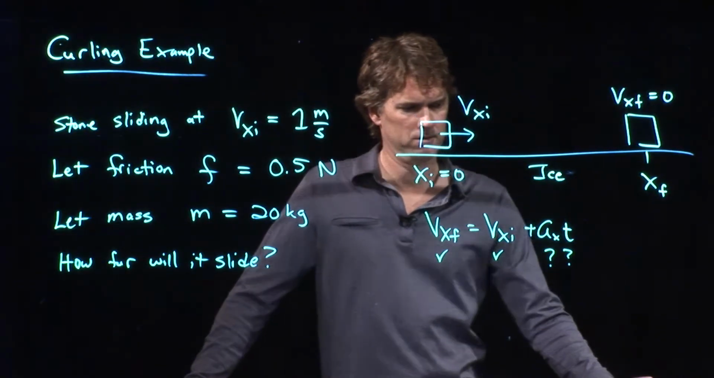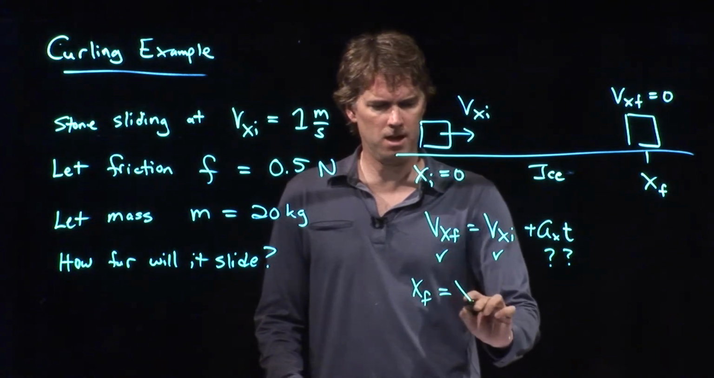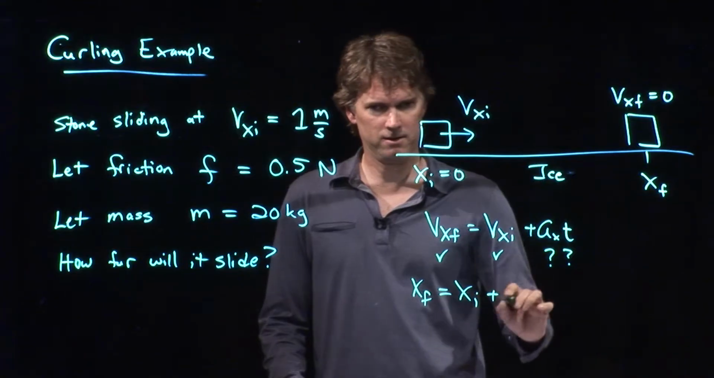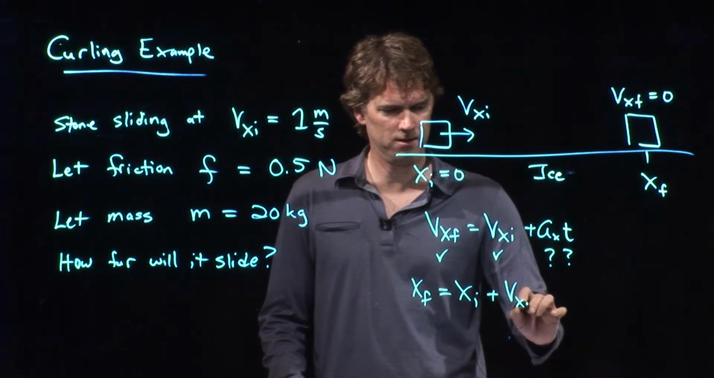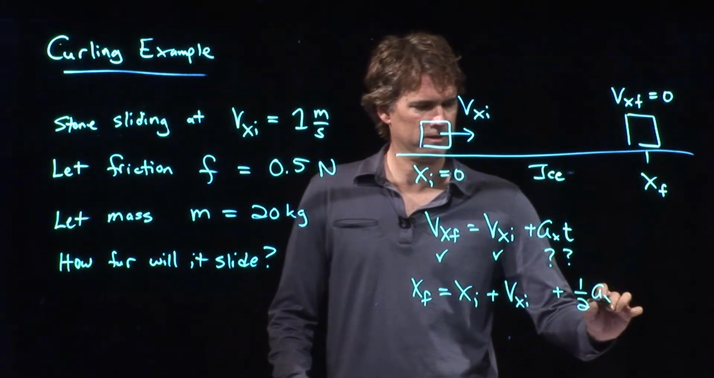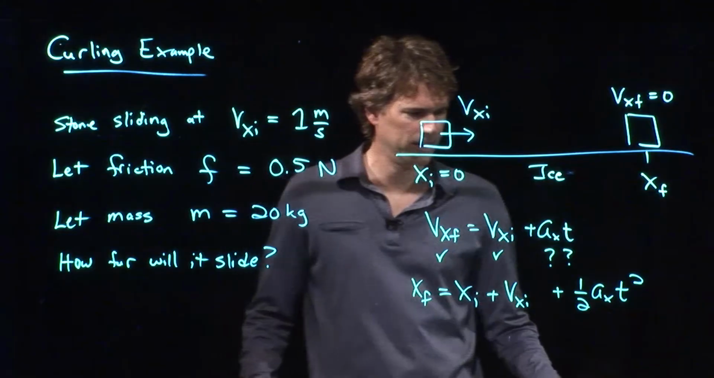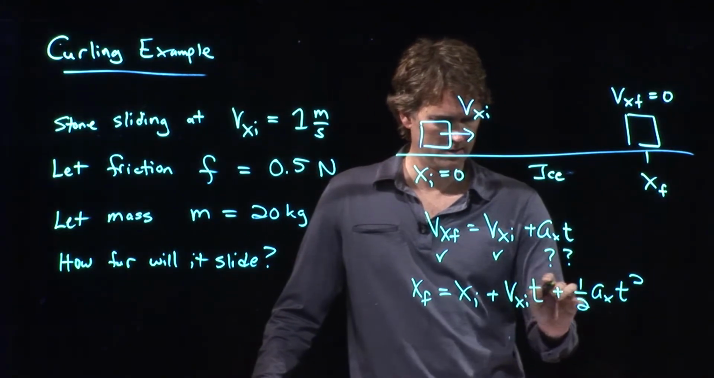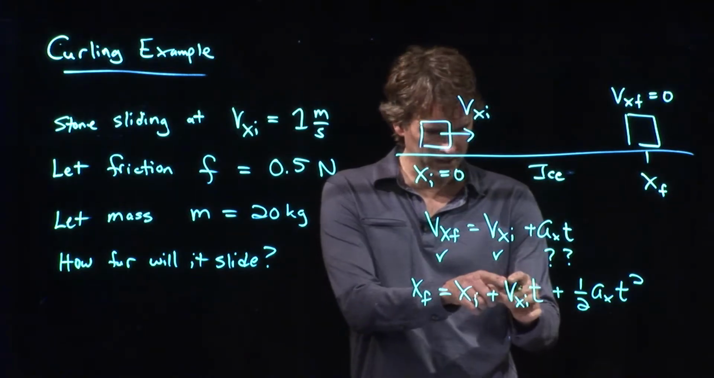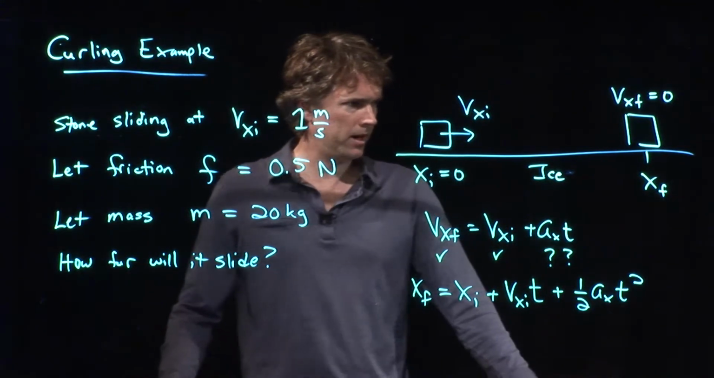Yeah, Megan? X final equals X initial, that one. Okay, keep going. V initial T, plus 1/2 A T squared. Okay. Anything missing there, guys? T. Yeah, T? You can just tell that T's got to be there just from units, right? Meters per second, I got to multiply by seconds to get meters. All right, let's look at that one.